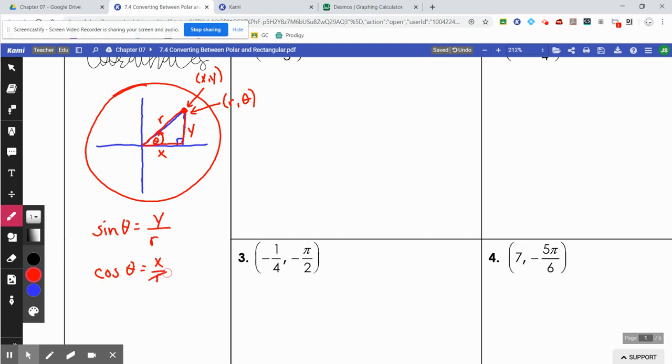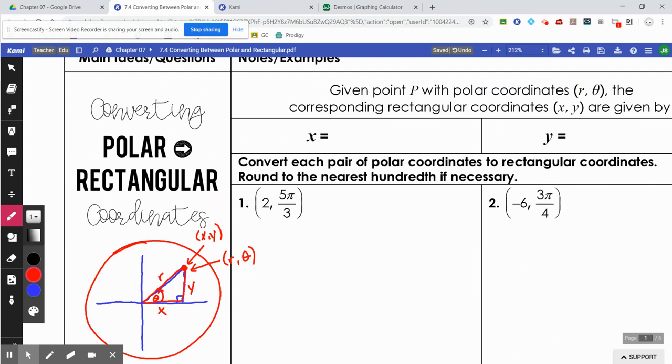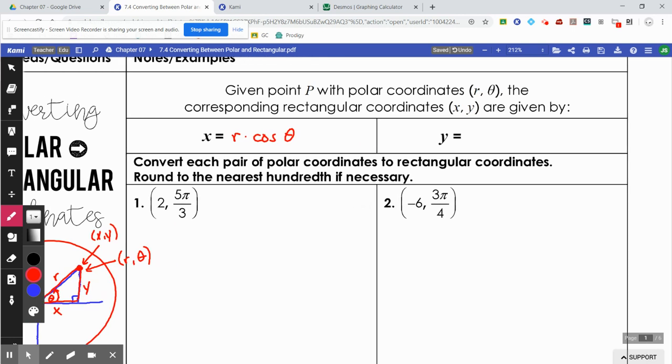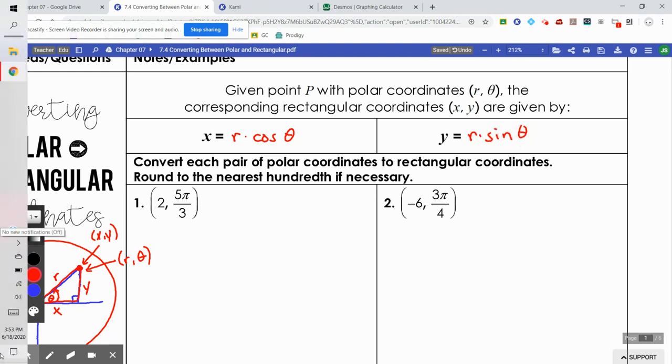Now, if we multiply both sides of both of these equations by r, we get this relationship. So therefore, x is equal to r times the cosine of theta, and we can remember that relationship because we know that x relates with cosine and y relates with sine. And if we can just remember that, plus if we're dealing with a unit circle, then x will equal cosine and y equals sine. However, if we do have that radius, we do have to multiply by it.